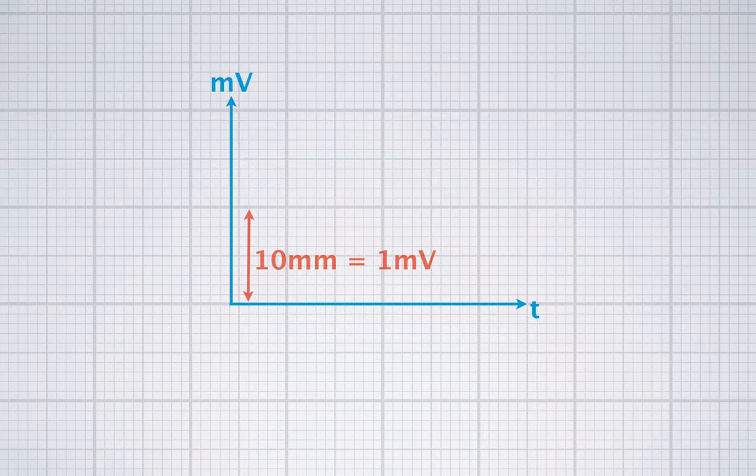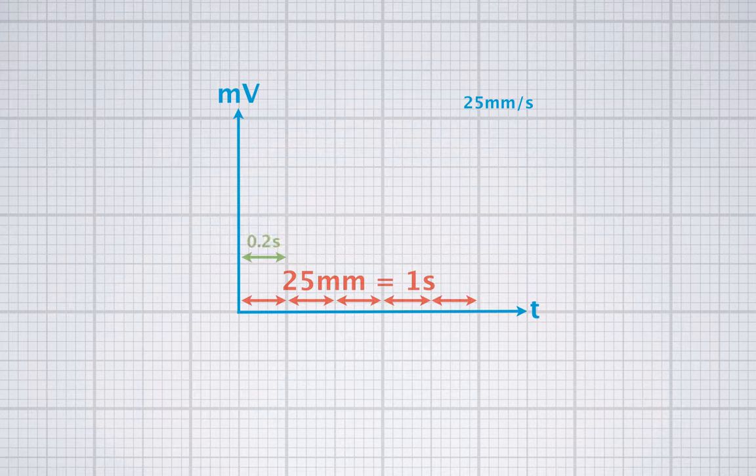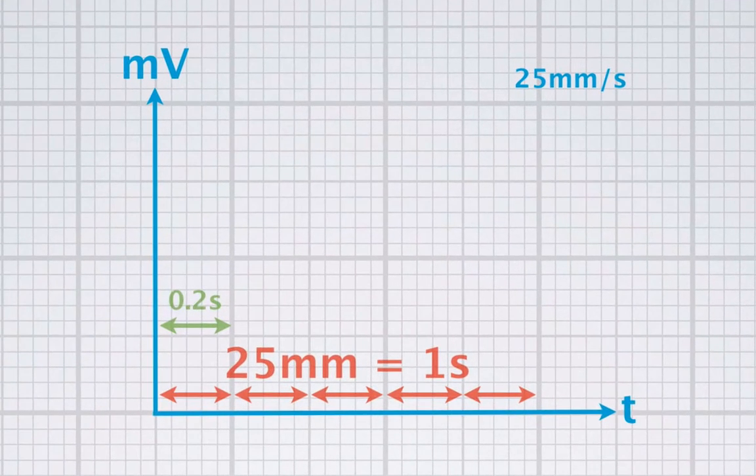Next, let's look at the time axis. Most ECGs are written at a paper speed of 25 millimeters per second. So the distance from here to here corresponds to 25 millimeters or 1 second. As you can easily see, this 1 second consists of 5 large boxes. So one large box therefore corresponds to 1/5 of a second or 0.2 seconds. One large box or 0.2 second segment in turn consists of 5 millimeters. So 1 millimeter corresponds to 1/5 of 0.2 seconds, or in other words, 0.04 seconds.